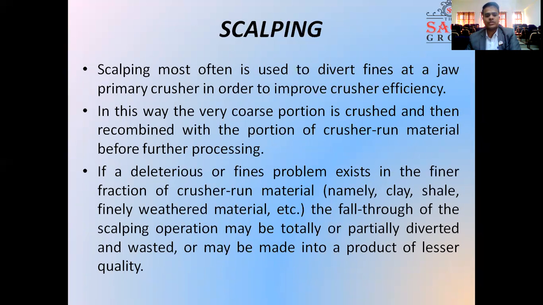That means the loose material, the soils and the clay need to be separated out before it is fed into the primary crusher. In this way, the very coarse portion is crushed and then recombined with the portion of the crusher run material before further processing. That means the material which is to be crushed has very low impurities, because the waste material, the loose material, is separated at the initial level.